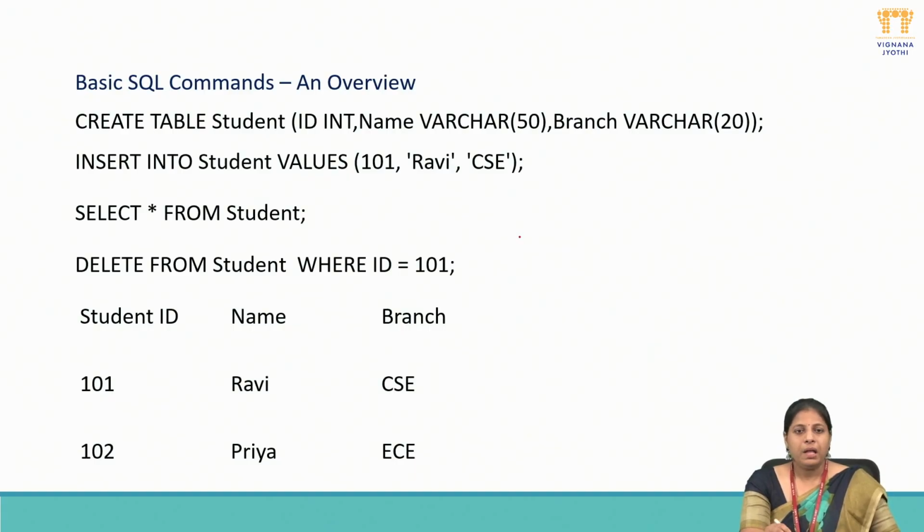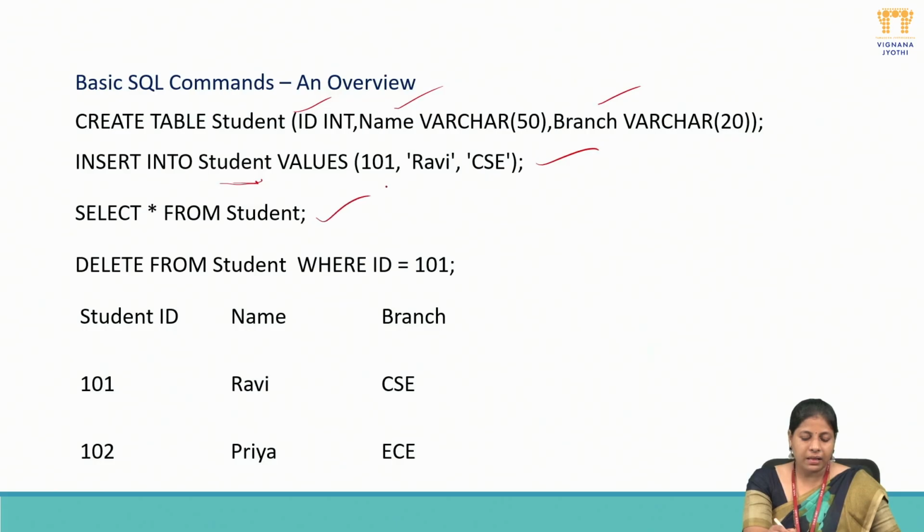Here, I can explain some queries. How to create a table. This is the syntax: create table, table name. Here I am using 3 columns: ID, name and branch. After creating the table, we insert the values into the table. Insert into student, where student is the table name, and values 101 Ravi CSE.